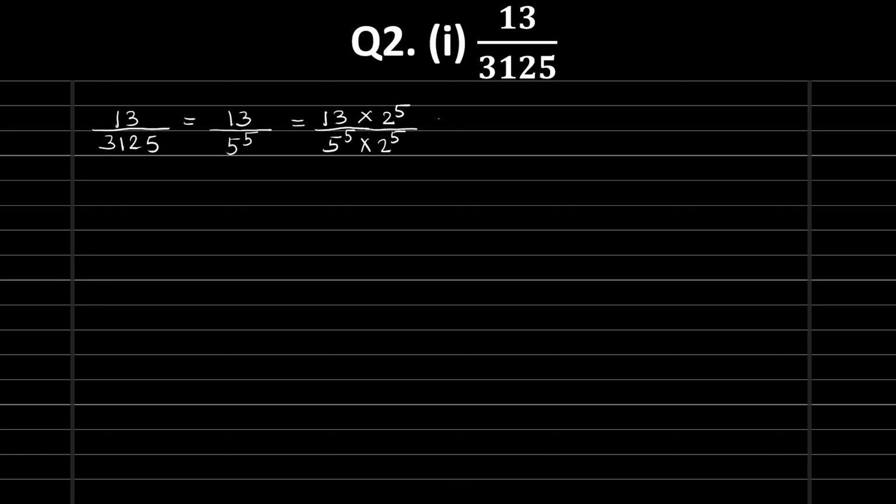So this is going to give us 13 into 2 raised to 5, which is 32, upon 2 raised to 5 into 5 raised to 5. It can be written as 2 into 5 whole raised to 5. So simply it can be written as 13 into 32 upon 2 into 5 is 10, 10 raised to 5. Now if we multiply 13 with 32, we get 416 as a product, and 10 raised to 5 is 1 lakh.